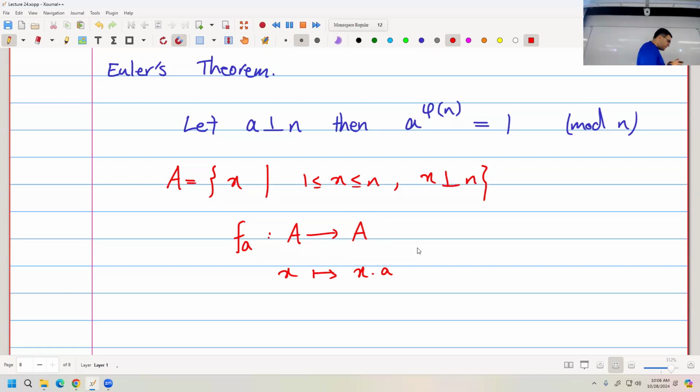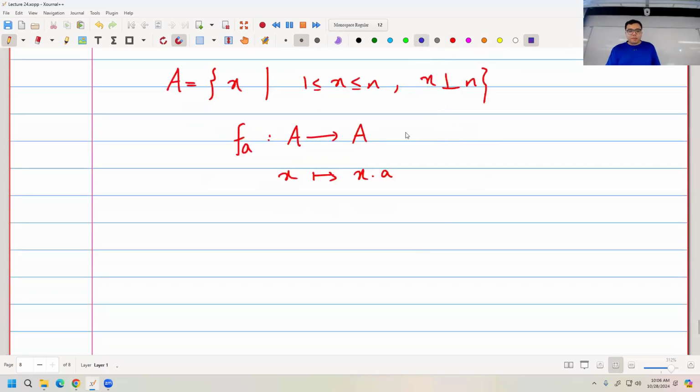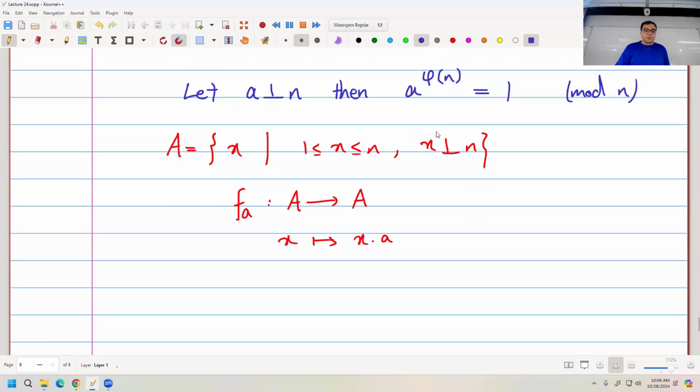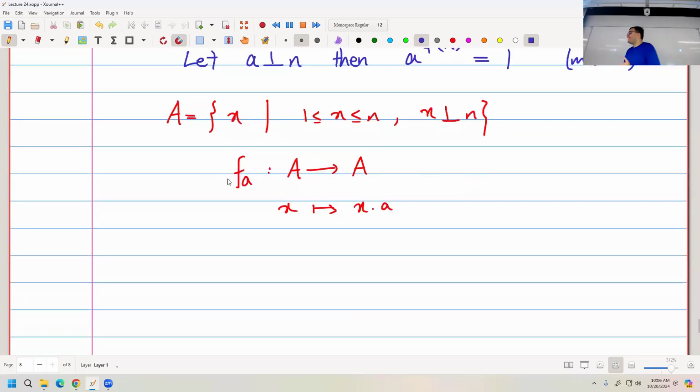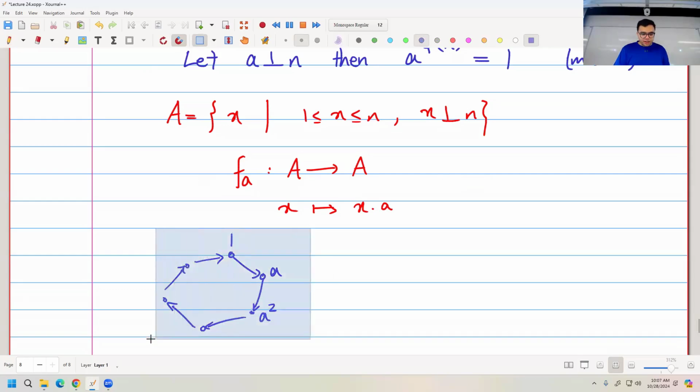Okay. So this f sub a is now going to give me a bunch of cycles. And by the way, I don't have the pesky 0 anymore because 0 is not in A. I've got rid of 0. Right. So I'm going to have a bunch of cycles because, again, this is a permutation. I have one cycle that starts with 1, a, a squared, and so on. It comes back to 1. And I have a bunch of other cycles.